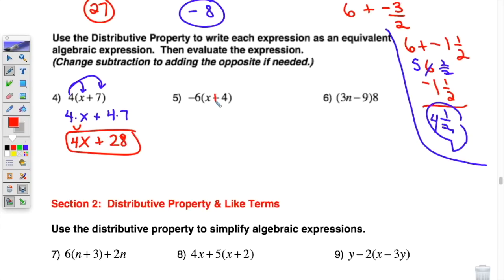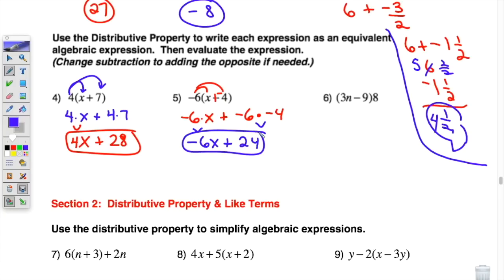Number 5, start by changing subtraction to add in the opposite, and then distribute. Negative 6 times x plus negative 6 times a negative 4. Multiply. Negative 6 times x is negative 6x, plus a negative 6 times a negative 4 is 24. So my final answer is negative 6x plus 24.